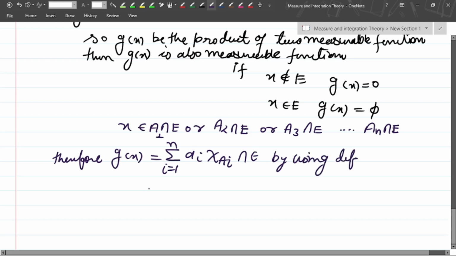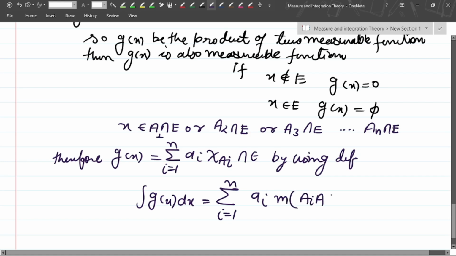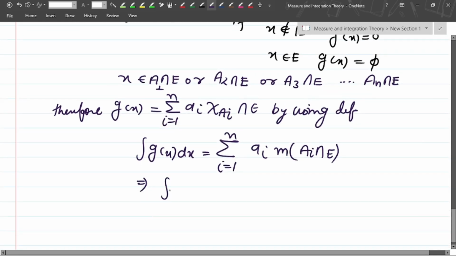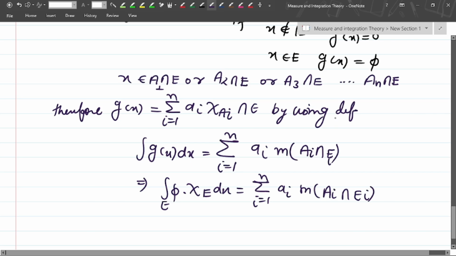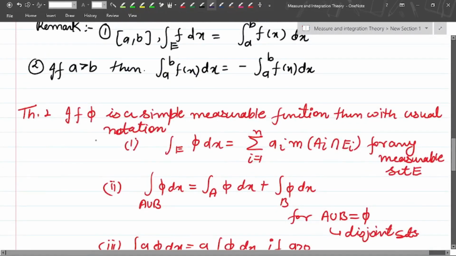By using the definition, we can integrate this function. It is the summation i equals 1 to n of ai times the measure of Ai intersection E. So the integral of phi over E, dx, is the summation i equals 1 to n of ai times the measure of Ai intersection E. Yes, so this is the first result that we want to prove, for any measurable set E.